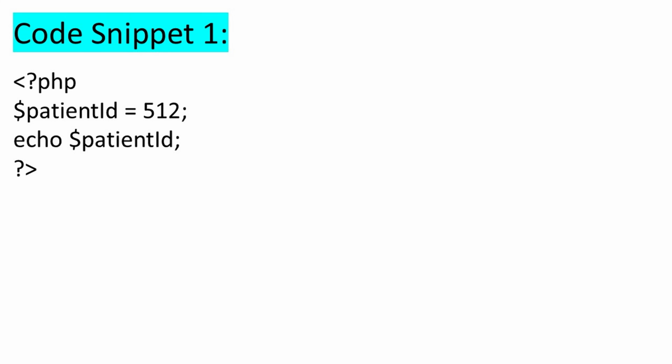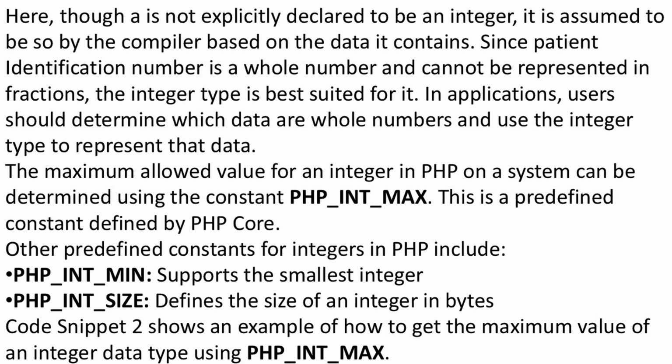This simple script demonstrates how to define a variable, assign a value, and display it using the echo command in PHP. In the previous example, we created a variable called patientID and stored the number 512 in it. Here, even though the variable is not explicitly declared as an integer, PHP automatically assumes that it is an integer because of the type of data it contains.